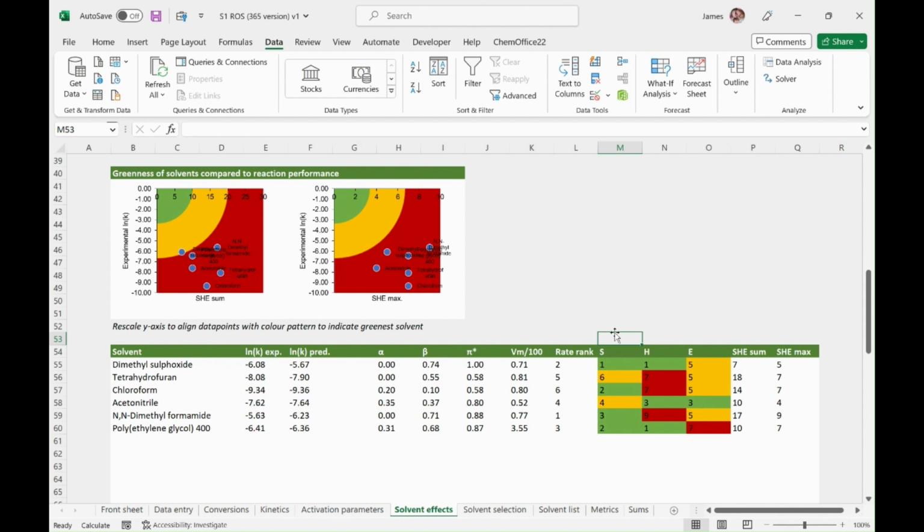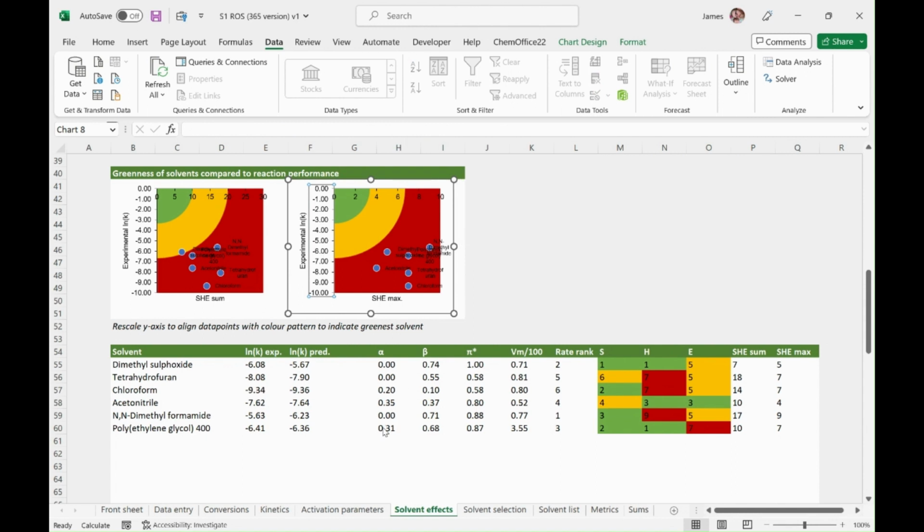If we focus on the maximum value, we really want to avoid the red values here, say for tetrahydrofuran, chloroform, DMF (dimethylformamide), and also the high boiling point of polyethylene glycol is an issue for purification after reactions.